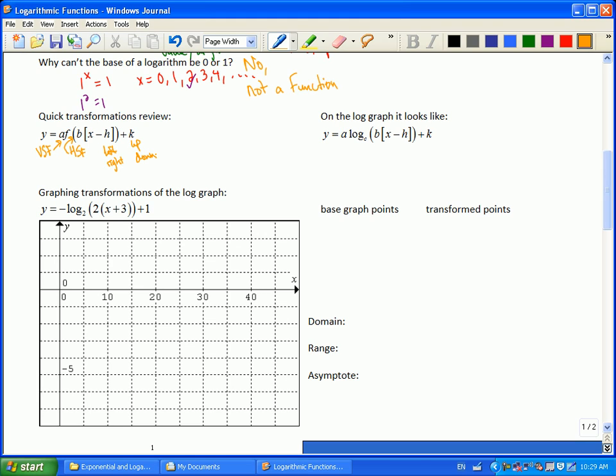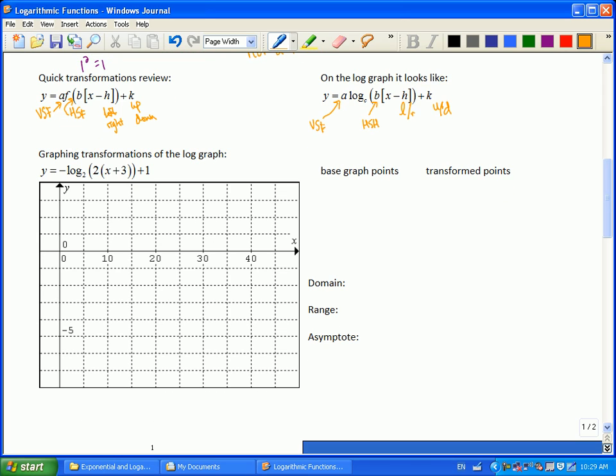So if I actually turn this into the log graph, this is where the parts go on the log graph. So now you have the vertical stretch factor in front, and you have the horizontal stretch factor there, and you have your left or right, and you have your up or down there. So I wouldn't try any new tricks or shortcuts. I would simply say, think about what the base graph would be, and then let's transform those points. So can anybody suggest some good x values if we were to just look at the base graph? And in this case, the base graph would be y equals log base 2 of x.